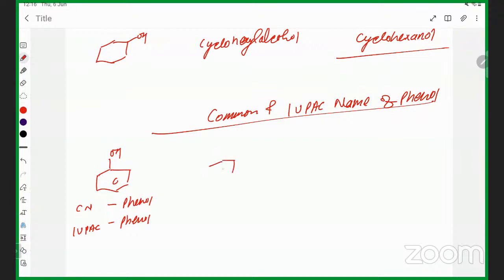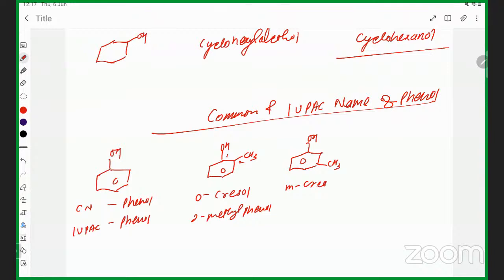If another example I will take this one. So OH is at the same place. Here we are taking CH3. That is called orthocresol, common name orthocresol. And if you are writing IUPAC name, this will be 1, 2, so 2-methyl phenol. Suppose you take the third one, and the OH is as it is, and CH3 at meta position. So that is metacresol. And this will be 3-methyl phenol.